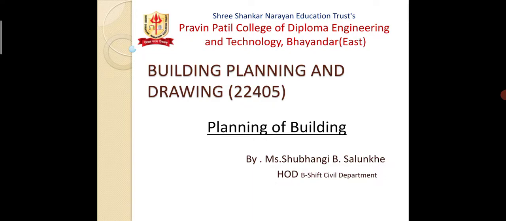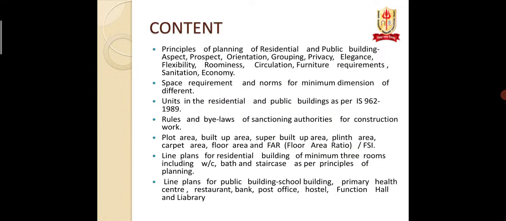Today we are going to study Building Planning and Drawing 22405, second chapter, planning of building. In this we have studied the principles of planning, space requirements, the units in residential and public buildings, and the rules and bylaws. Now we are going to study different types of areas, the line plan of a residential building and the line plan of a public building.